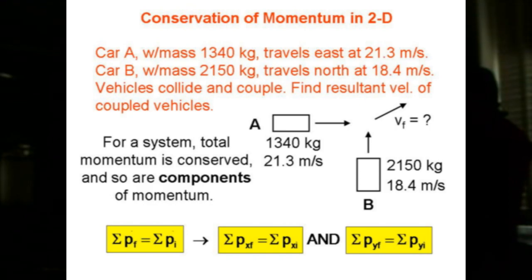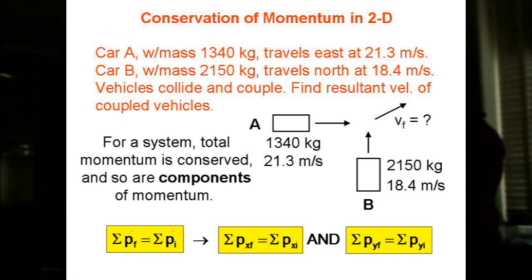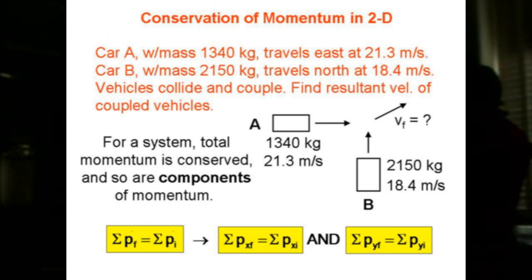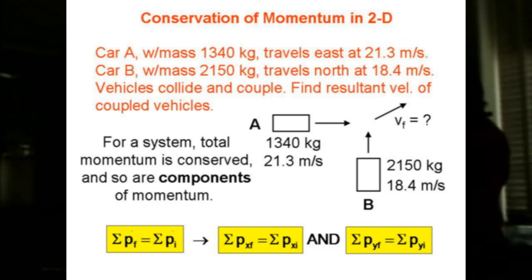Car A, whose mass is 1,340, travels east at 21 meters per second. Car B travels north, right? So we have it set up. Find the resultant velocities. We have a mass with velocity going to the right. We have a mass with velocity going to the left. We have to determine the final velocity, which will be at an angle.